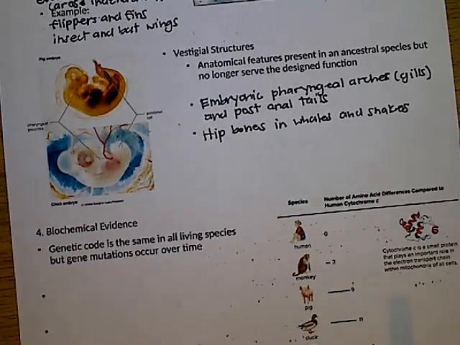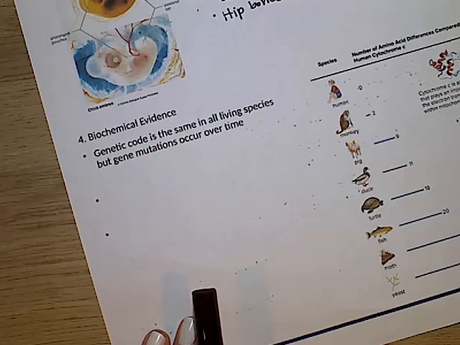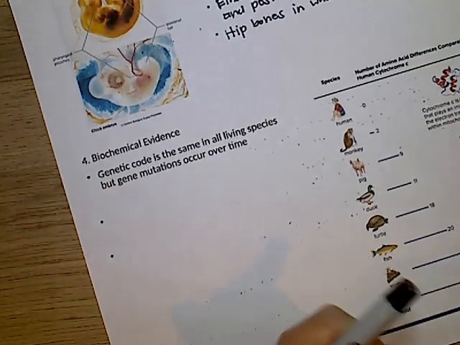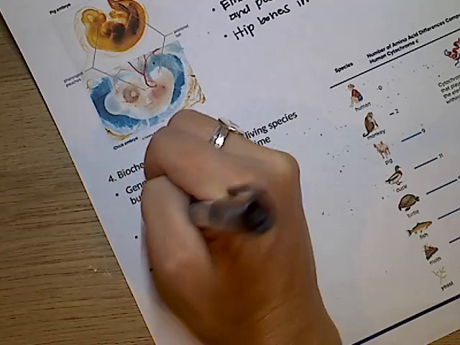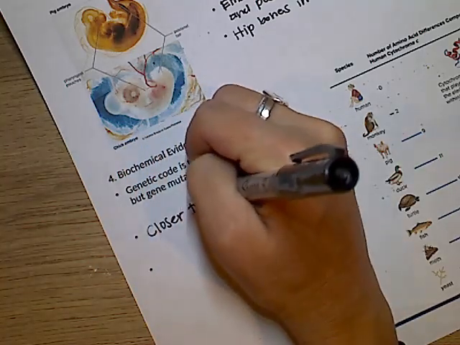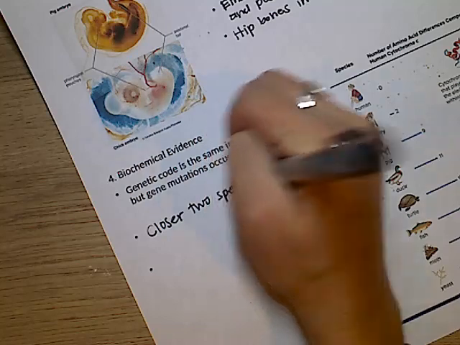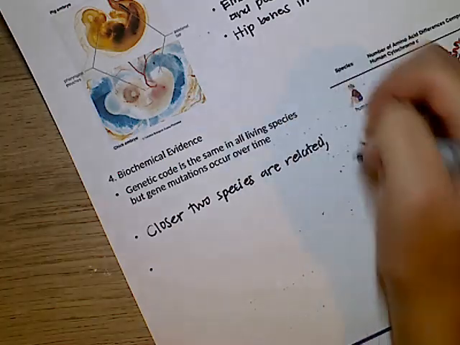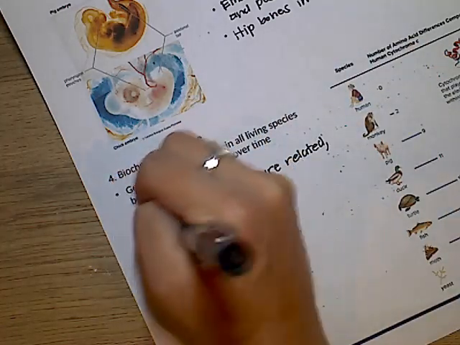Biochemical evidence. And this is very compelling as well. The genetic code is the same in all living species. Every living species uses DNA to pass on their genes and to code for proteins. So the genetic code is the same in all living species, but gene mutations occur over time. So the closer two species are related, the more similar their genes.